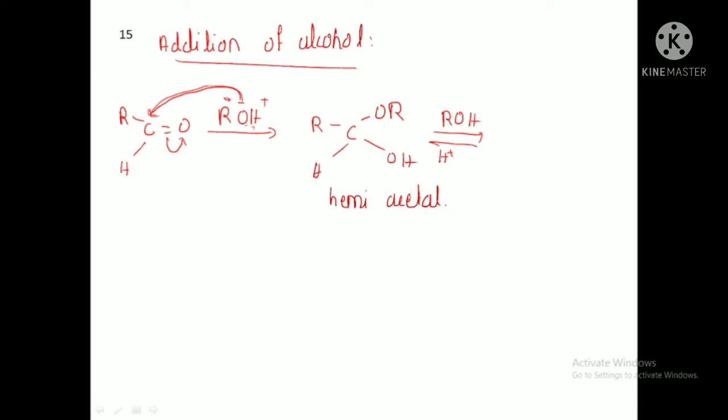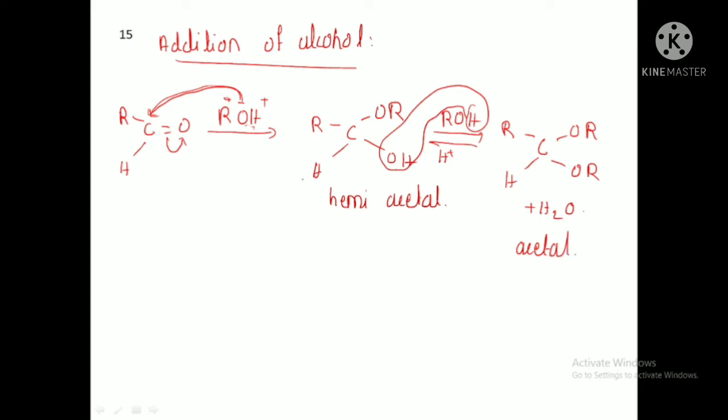ROH in the presence of H plus. Here, removal of a water molecule will take place. The water molecule will be removed, and RO will attack this carbon atom. So I'll get R-C-H with OR and OR, plus water, H2O removed. So this is the acetal. So aldehydes or ketones react with alcohol to form hemiacetals and acetals.